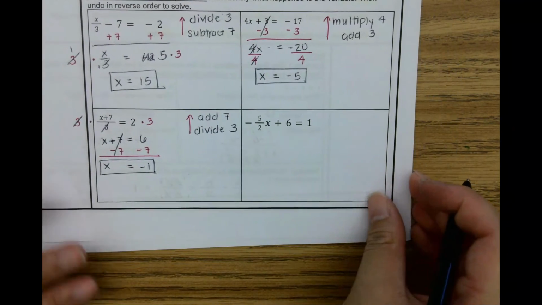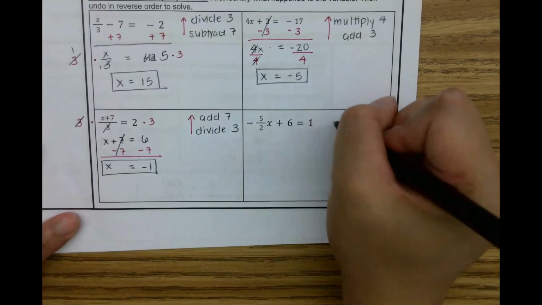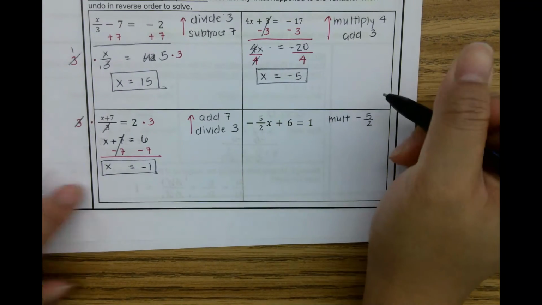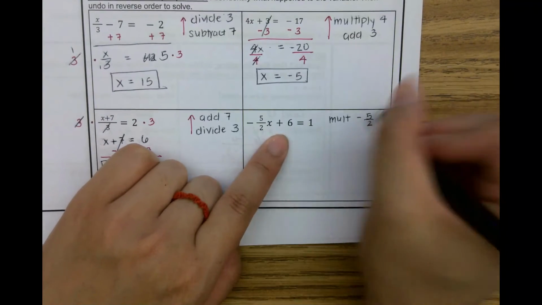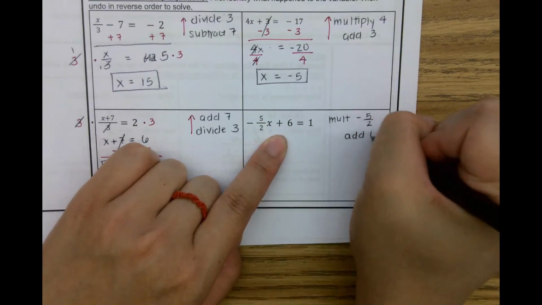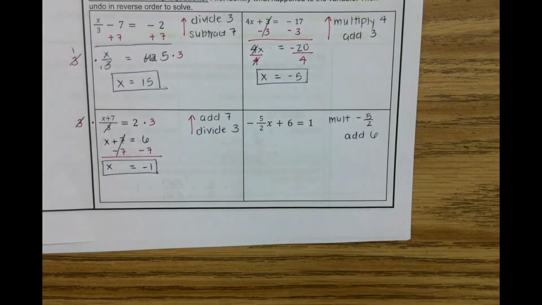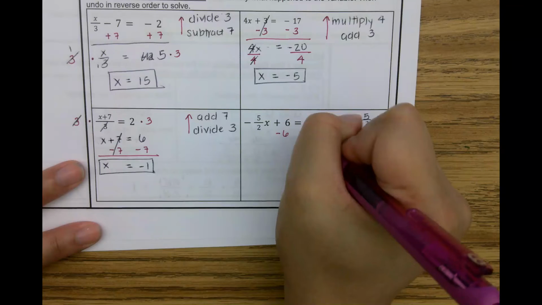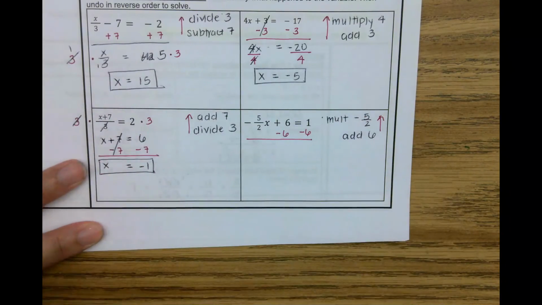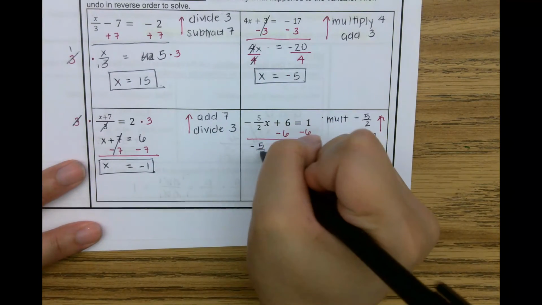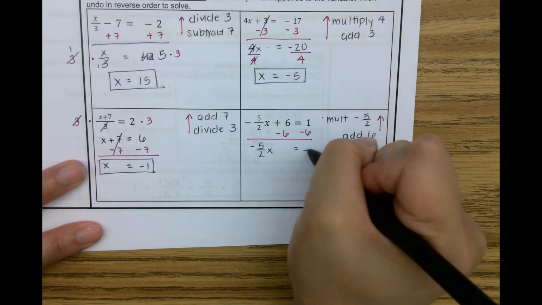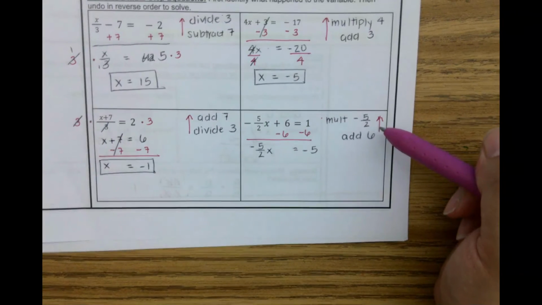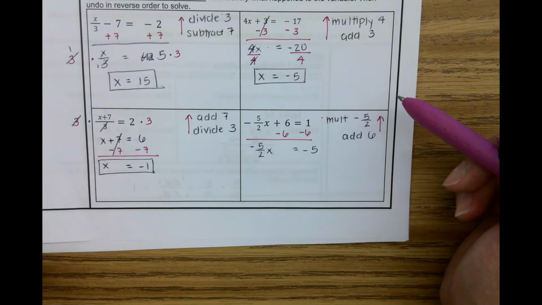Okay. Last one here, what is happening? We are multiplying by negative 5 halves. That's the closest thing to x. And then we are adding 6. Okay. So what we're going to do, again, we're going to go backwards. So first we're going to subtract 6. This leaves us with negative 5 half x. And then 1 minus 6 is negative 5. Then to get rid of the multiply by negative 5 halves, I'm going to divide by negative 5 halves, which is the same as multiplying by the reciprocal.